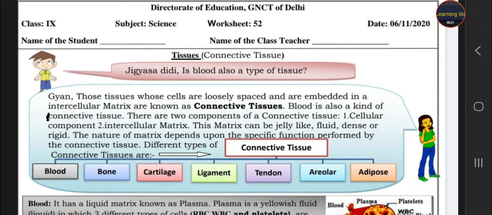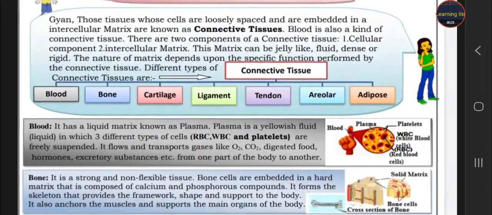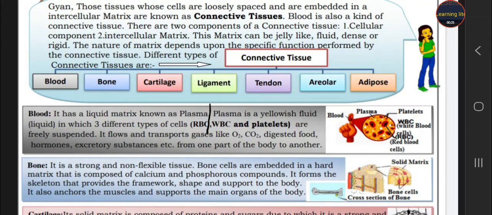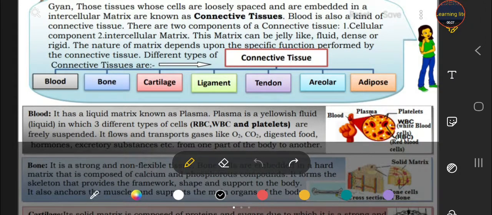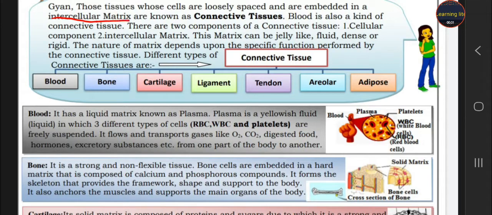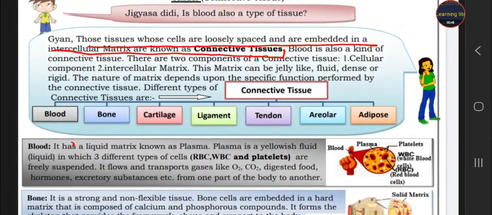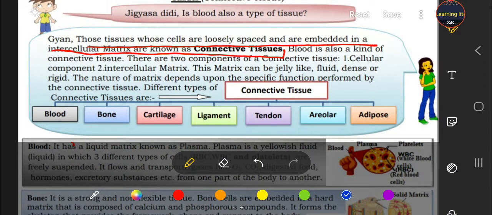Then Jigyasa replied, those tissues whose cells are loosely spaced and are embedded in the intercellular matrix are known as connective tissue. It means some tissue whose cells are very loosely spaced and in the spaces the matrix is filled is known as connective tissue, and blood is also a connective tissue.